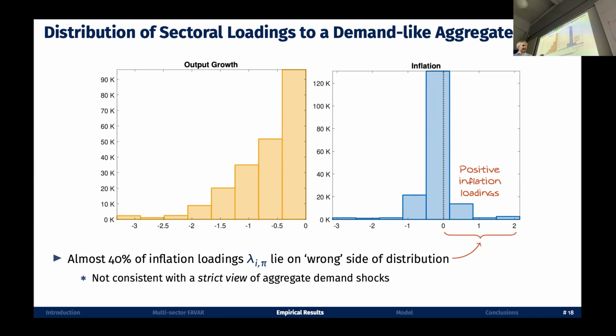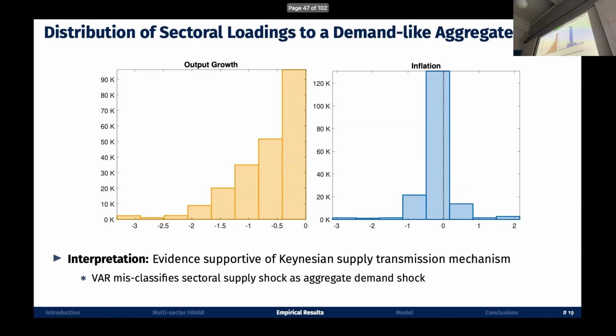And again, I argue that we should have not observed any loading in the positive part of this distribution chart if you had been in a world where demand shocks, truly demand shocks, are driving the data. And so we find that instead almost 40% of these loadings fall on the wrong part of the distribution, which is kind of not consistent with the story. The way we think about it, I mentioned this already, is that the VAR is kind of fooled by the presence of these Keynesian supply shocks, and these show up in this way in the data.